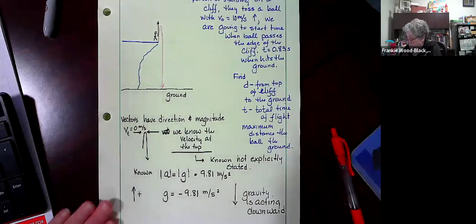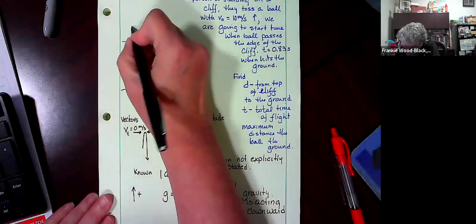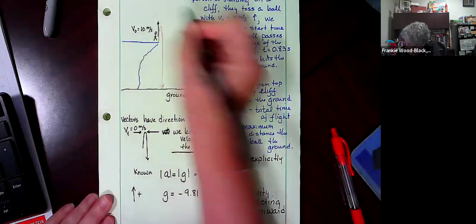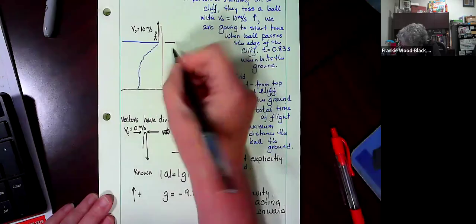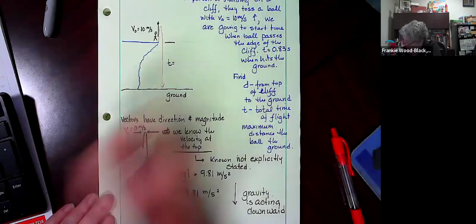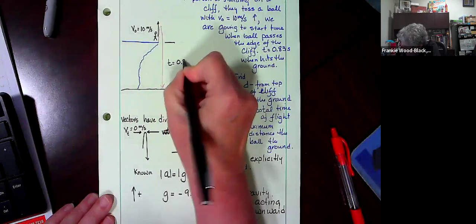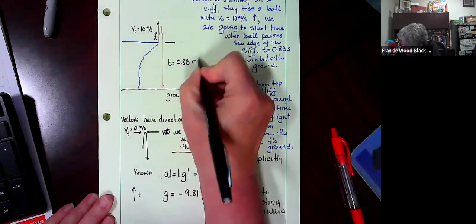And now we can write some things that we know from the problem. So we have our initial velocity was 10 meters per second. We know the time that it takes for it to fall is 0.83 seconds.